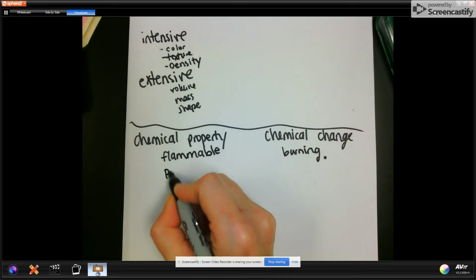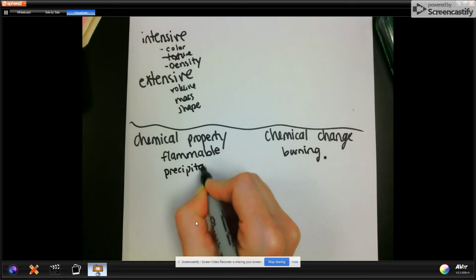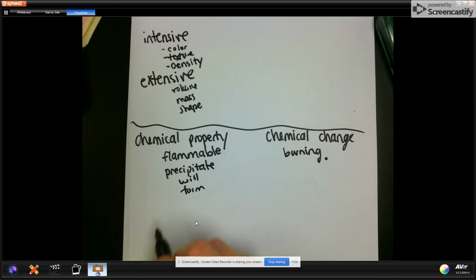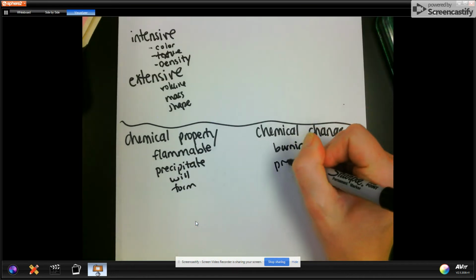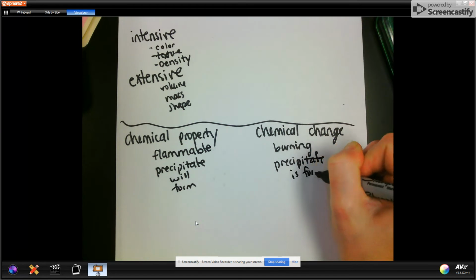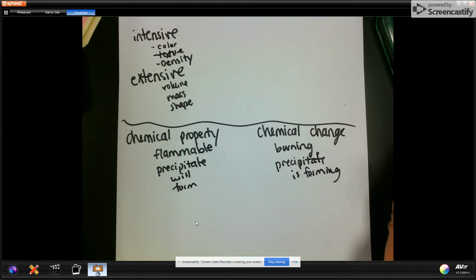I'm saying a precipitate will form. That's a chemical property. Saying a precipitate is forming is a chemical change. So you just kind of have to worry about the wording on those when it comes to examples. I could use a lot of examples, but you've got to think through the process of it.